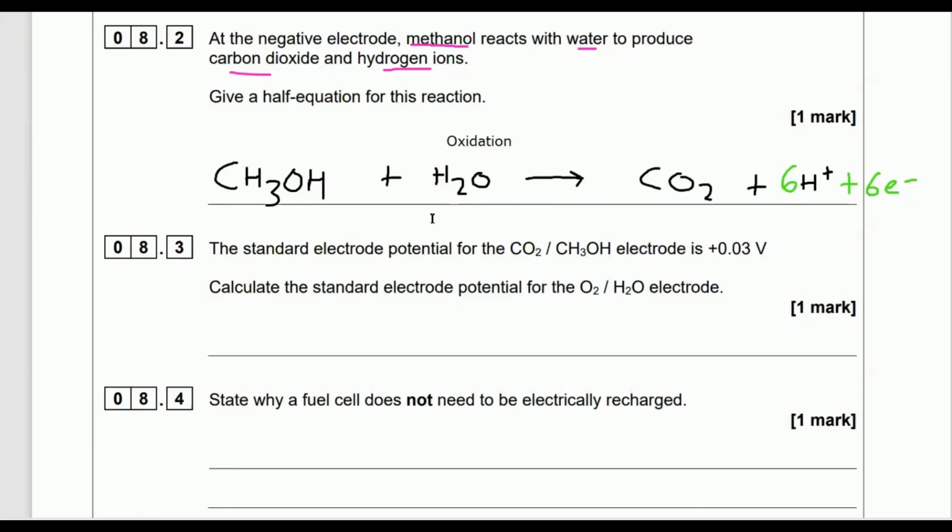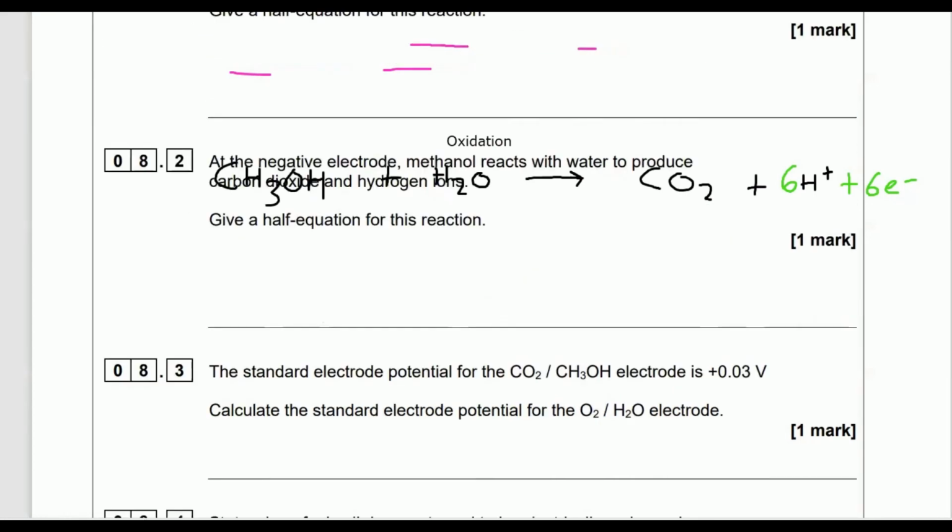So 8.3, the standard electrode potential for the carbon dioxide. Let's get me a little highlighter red thing out. Here it is. All right, enough said. 8.3. The standard electrode potential for the CO2 to methanol electrode is plus 0.03 volts. Calculate the standard electrode potential for the oxygen H2O electrode. So we've got one of the electrodes, we've got the other electrode. Well, we can't know that unless we have another bit of data. Like in all equations, you kind of need 2 out of 3 to work out the third.